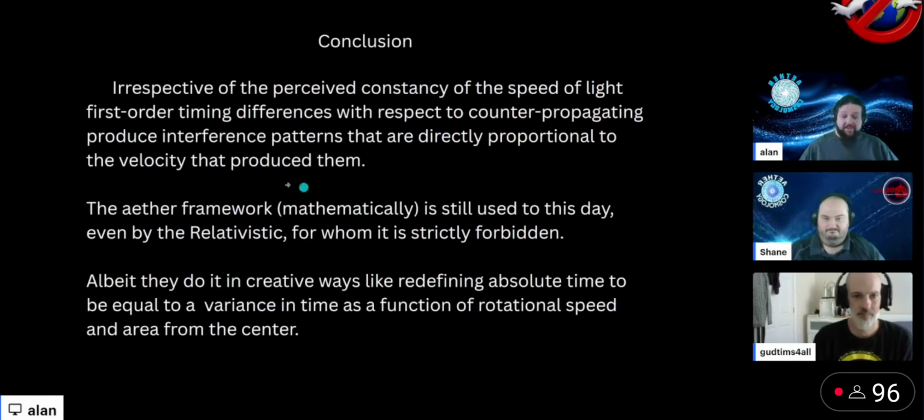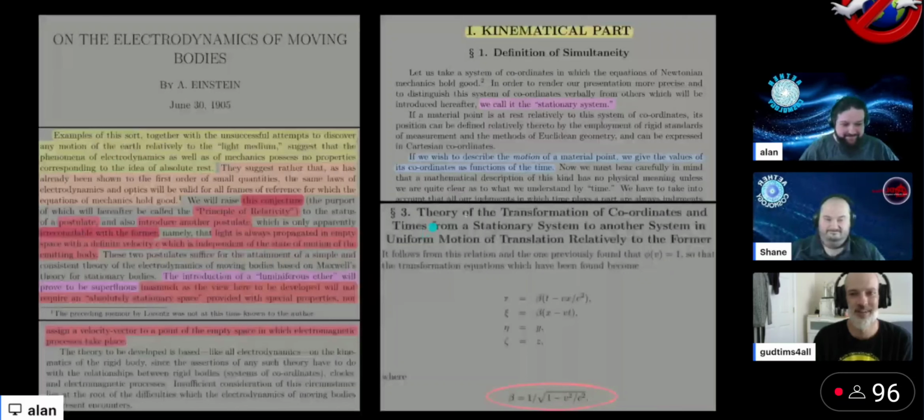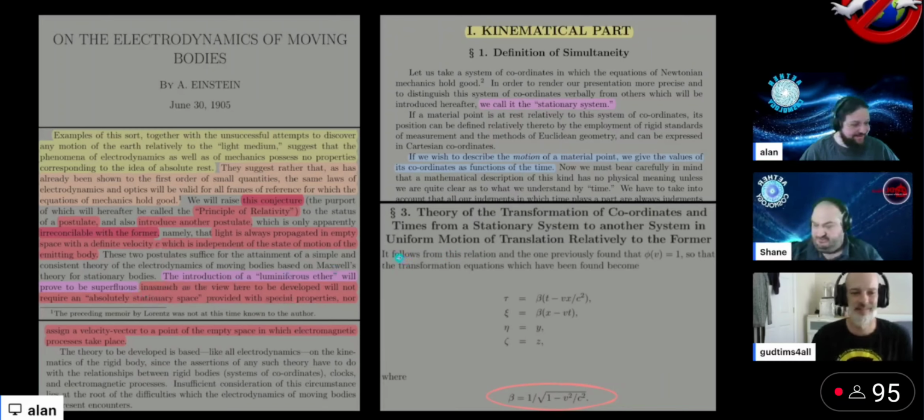Albeit they do it in creative ways, like redefining absolute time to be equal to the variance in time as a function of the rotational speed relative to the center. Again, what they're not supposed to do, right? Explicitly what they're forbidden to do by the sacred text of 1905, On the Electrodynamics of Moving Bodies. Wouldn't that be a preferred position? Indubitably. That's exactly what it would be. The exact thing that Einstein says not to do. If you just don't think about what it's called, you can use it indirectly, right? And aren't we supposed to avoid that at all cost? The idea that we're in this preferred position. Ooh. We're special. Yes.